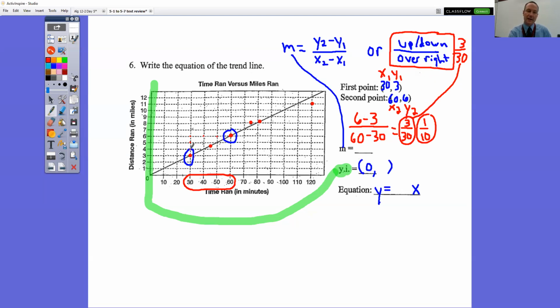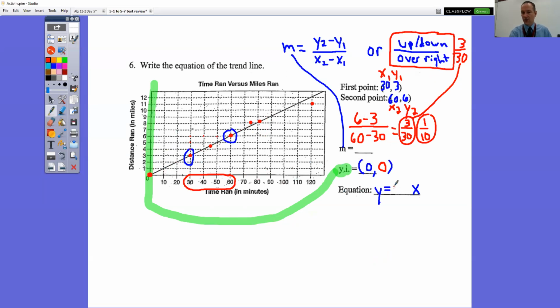Your y-intercept is where the line crosses the y-axis. That crosses right here. That point is 0, 0. Is it always going to be at 0, 0? Absolutely not. All right. It could be anywhere on this y-axis.